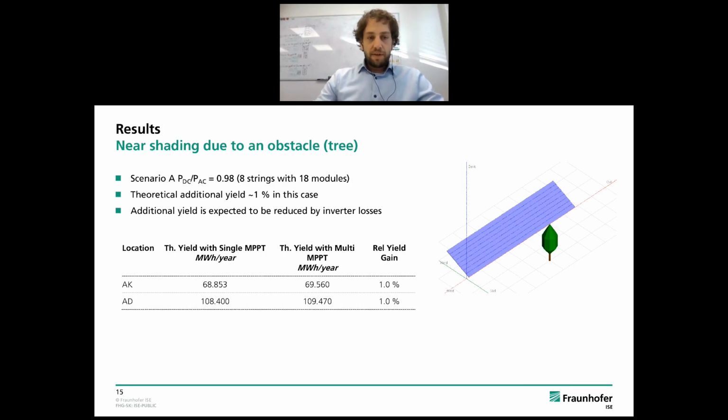Next example is a shading example. So we constructed this theoretical system here. We had a rooftop system with a defined angle, and we placed a tree in front of the generator in order to see how much losses are caused by the tree.